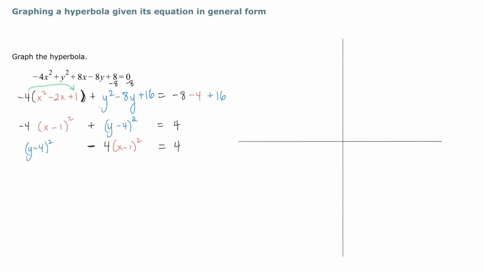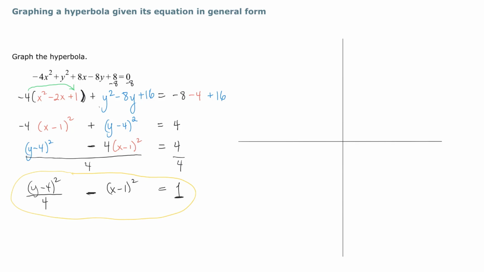And then we're just going to react to the problem. Divide both sides by 4. Because 4 is not 0, we're going to use a common denominator. Y minus 4 quantity squared is now over 4 minus x minus 1 quantity squared, which is now equal to 1. There is our standard form. I'm going to circle that. We're going to need this, very much so.